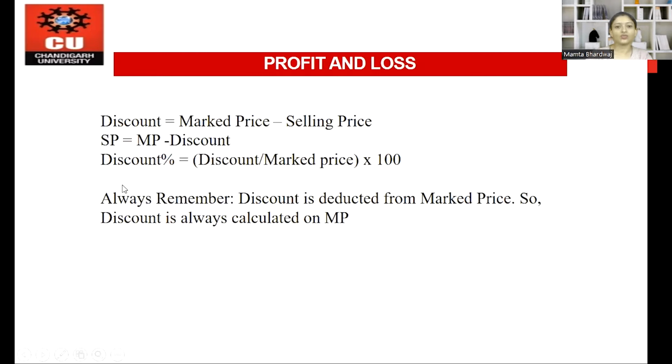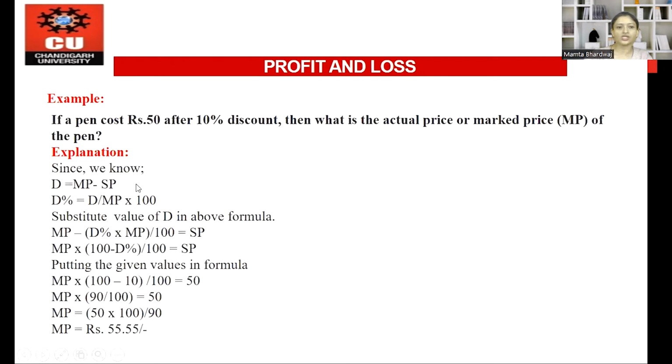Now we will discuss what is discount. Discount is the difference between the marked price and the selling price. And discount percent is discount upon marked price into 100. So do remember, discount is deducted from the marked price. So discount is always calculated on the marked price. If we have to find out discount percent, it will always be found out on the marked price. Now we will do a question based on this. So this is an example.